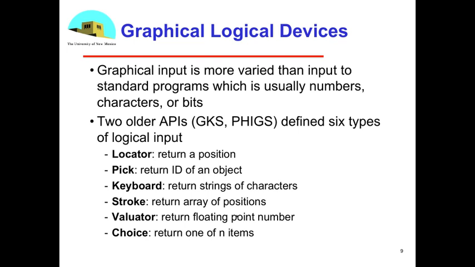A keyboard device is like your physical keyboard. It returns strings of characters, but you can imagine, and I'm sure you've seen, you could put a keyboard up on the display and then use your mouse to decide which keys you want to strike. You do that with your cell phones all the time. So you have the difference between sort of a logical keyboard, which can be all kinds of things, versus a physical keyboard, which is a very specific thing. A stroke device is something you use in drawing. You want to return a whole array of positions. You swipe across the display with your mouse, and you draw some sort of curve, and that curve is defined by a whole bunch of positions that are returned back to the program.